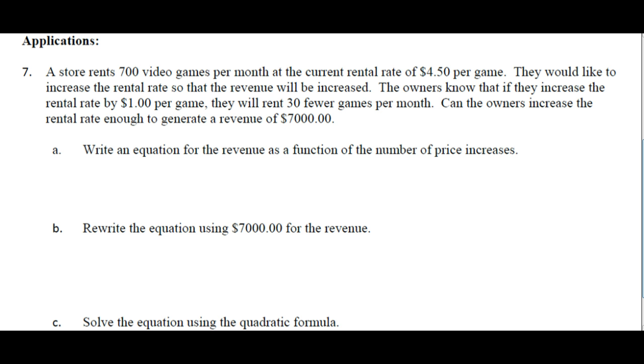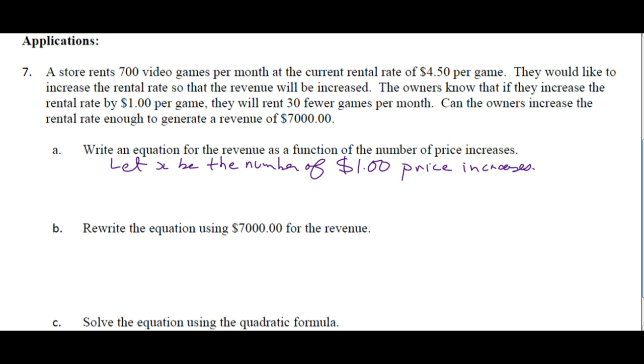So we're going to start off with our variable. We've seen these kinds of questions. So let x be the number of price increases. And actually, it's $1 price increases. When you set up an equation, I want you to just think about it in terms of the problem. The words are pretty clear. It's $4.50 a game. If I increase it by $1, it'll be $5.50 a game. If I have 2 price increases, it'll be $6.50.